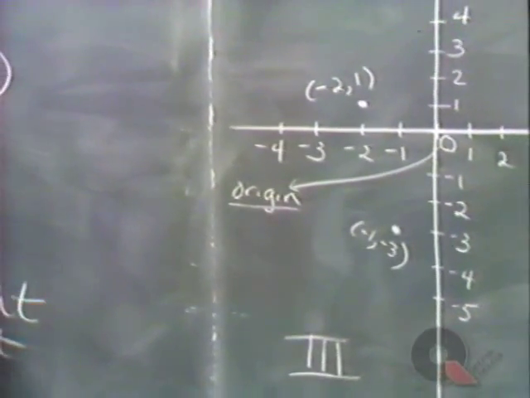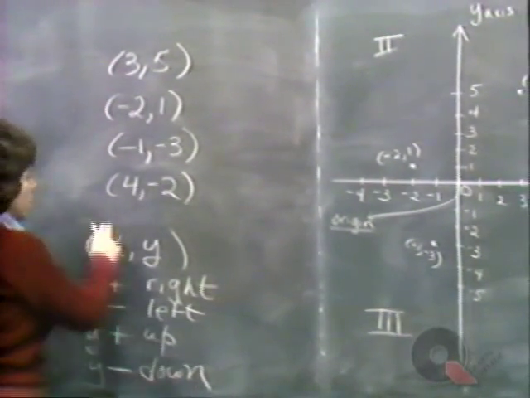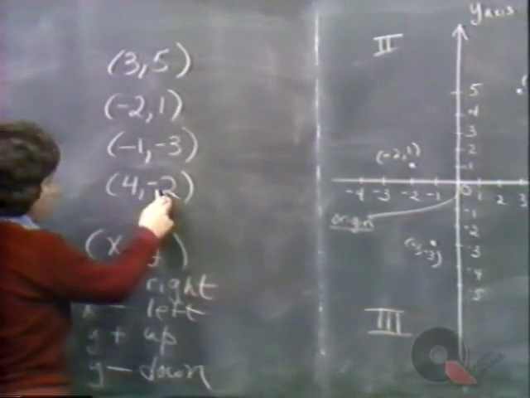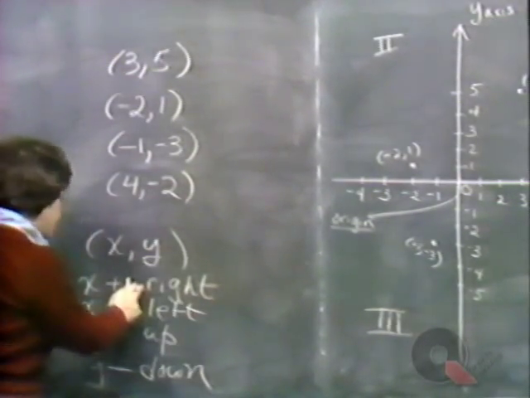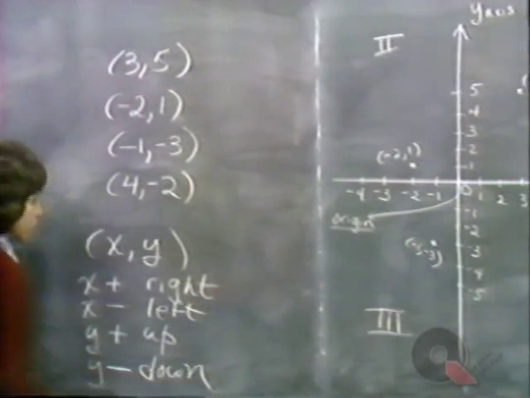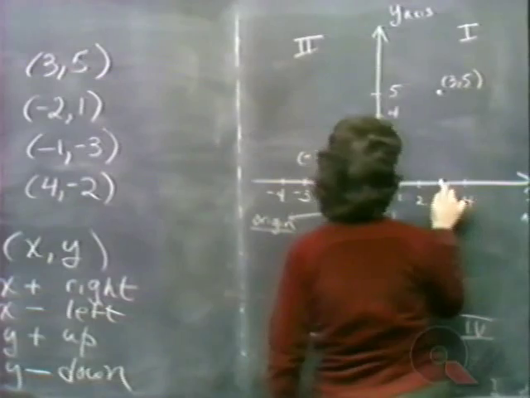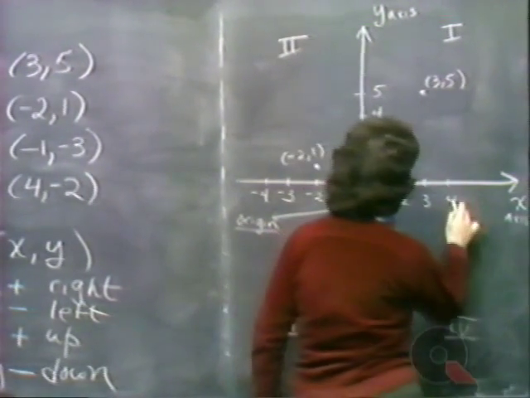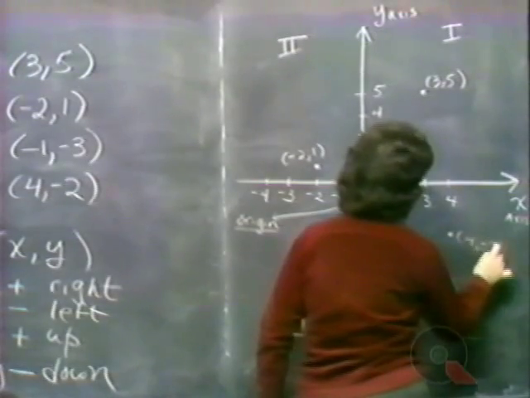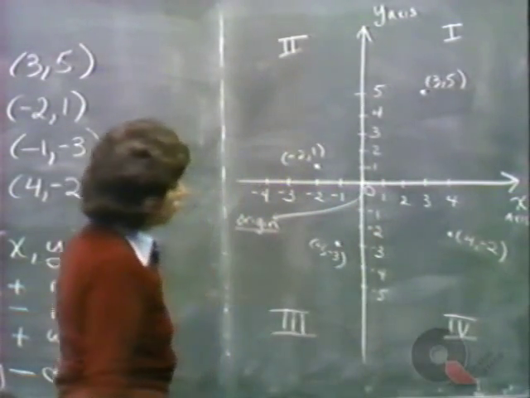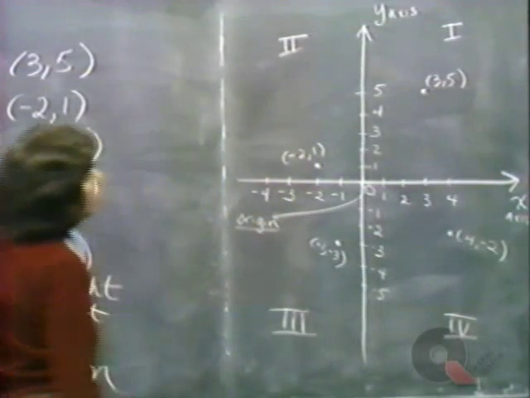Okay, let's try another example. 4, minus 2. X equals 4 and y equals minus 2. This is going to be a move to the right and down. X is positive, so we move to the right. Y is negative, so we move down. It's a move to the right 4, 1, 2, 3, 4, and down 2, 1, 2. And here we plot the point 4, minus 2. To the right 4 and down 2.